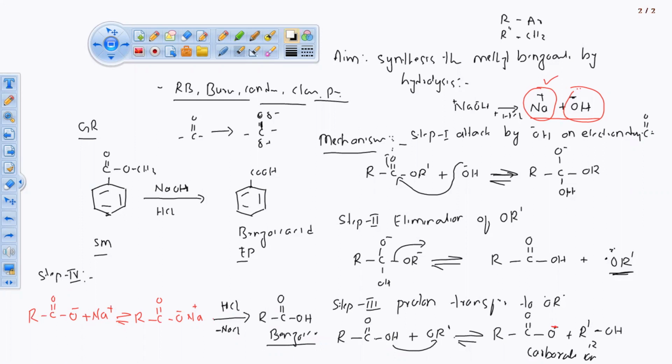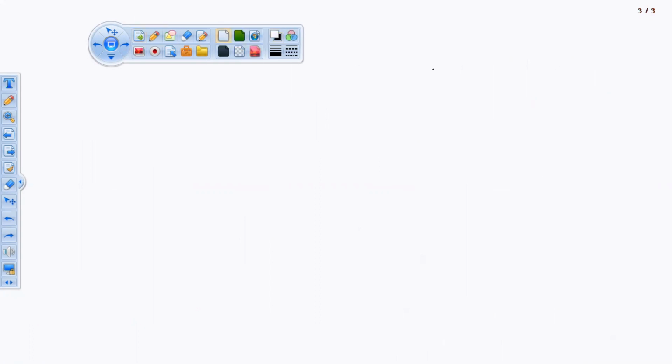So this is the mechanism behind the reaction. What did we get? Benzoic acid by hydrolysis of methyl benzoate in presence of sodium hydroxide and hydrochloric acid. So this is the condition of the mechanism and reaction happening in our flask. All these things are happening inside a flask, that is, in an RB flask.